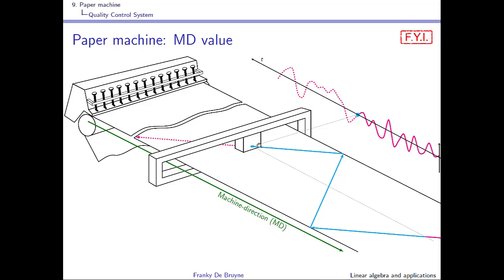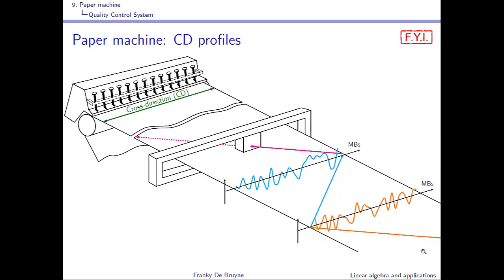Let us look at the MD value, the machine direction value, which is used to control grammage in machine direction. At all times, the value of the quality parameter that you control, and we'll assume it's grammage here, is the average value over the last two scans. This is the machine direction value. It will not be of importance in this presentation since we'll focus on cross-directional control.